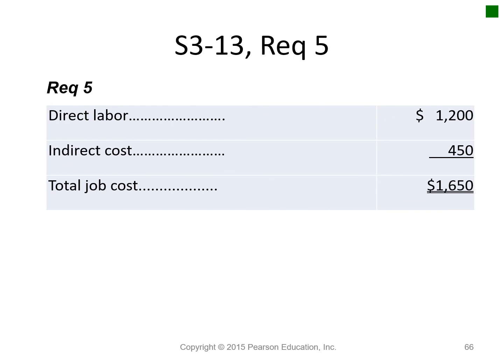So again, here's your direct labor cost, here's your manufacturing overhead. Notice what's missing, there is no direct materials, this is all you've got. So total cost of the job is $1,650. You'll then mark this up to sell that as a bill to the client.